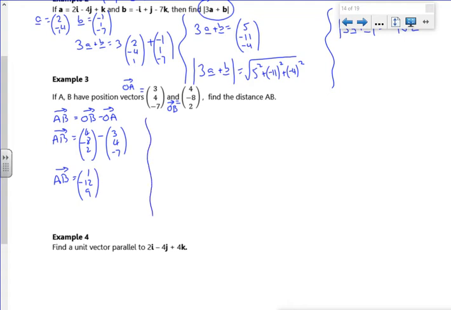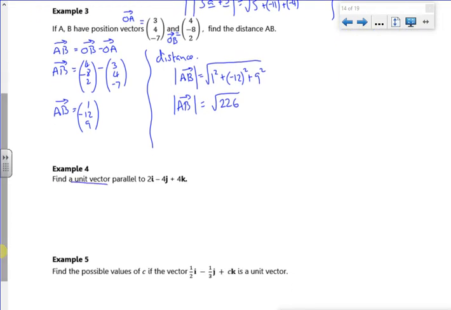Then I want the distance, so the distance is the length of the vector from A to B. So that's the square root of 1 squared plus minus 12 squared plus 9 squared, which according to the completed part is root 226.